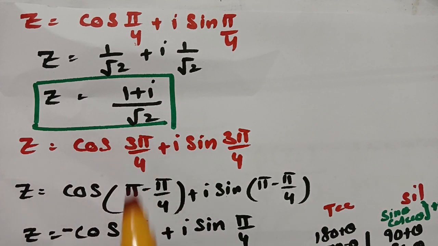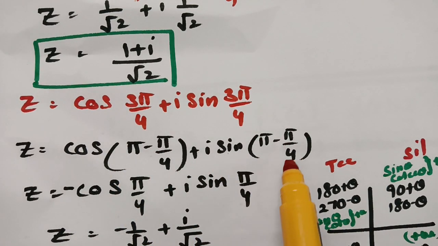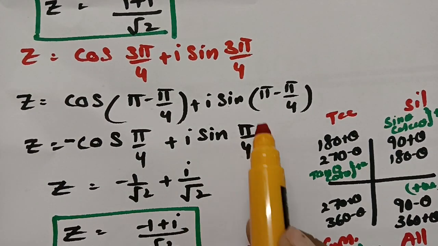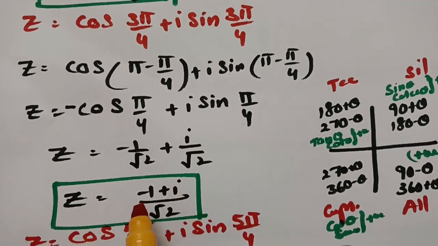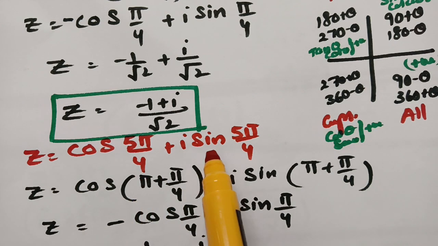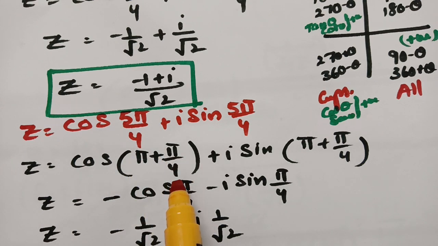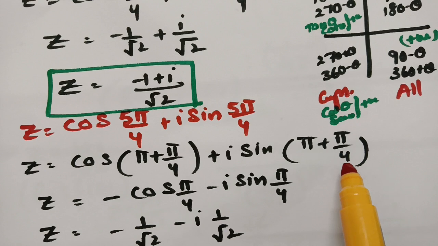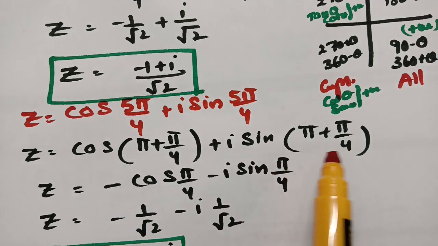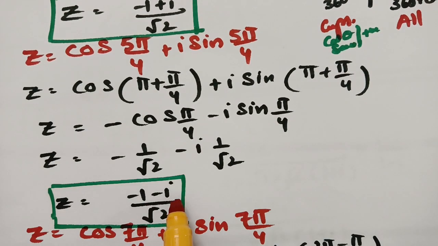So this can be written as (1 + i) by root 2. And cos 3pi/4 + i sin 3pi/4 can be written as cos(pi - pi/4) + i sin(pi - pi/4). See here, for cos(180 - theta) it is -cos theta, and for sin(180 - theta) it is +sin theta. So this is (-1 + i) by root 2. And for cos 5pi/4 + i sin 5pi/4, 5pi/4 can be written as pi + pi/4. So cos(180 + theta) is nothing but -cos theta, and sin(180 + theta) is nothing but -sin theta. So this can be written as (-1 - i) by root 2.